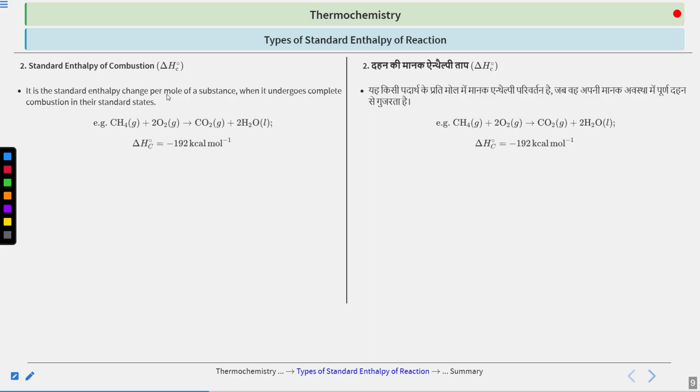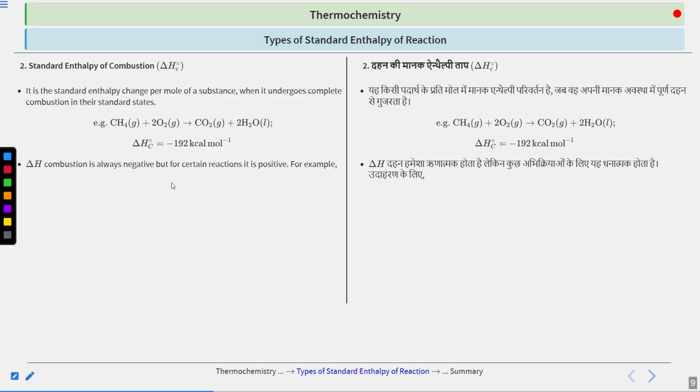This is an example, the combustion of methane. We have seen this example earlier also. It is basically the reaction of methane with oxygen to give CO2 and H2O, and the amount of heat that is released is 192 kilocalorie per mole. Now you must have seen that most of the combustion that goes around you gives us heat, which means those combustions are exothermic reactions. But it is not always the case.